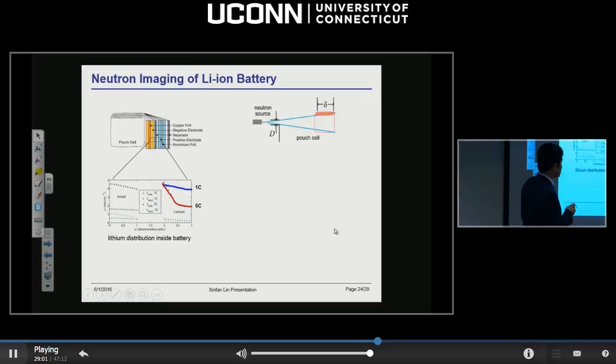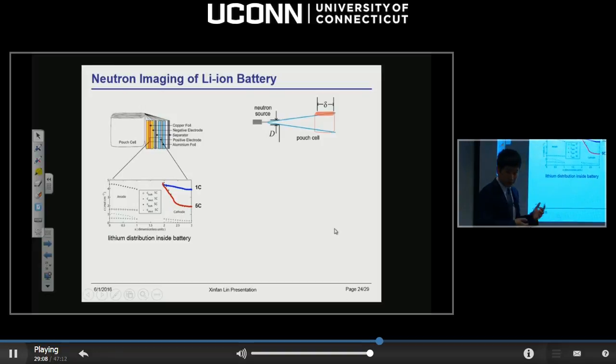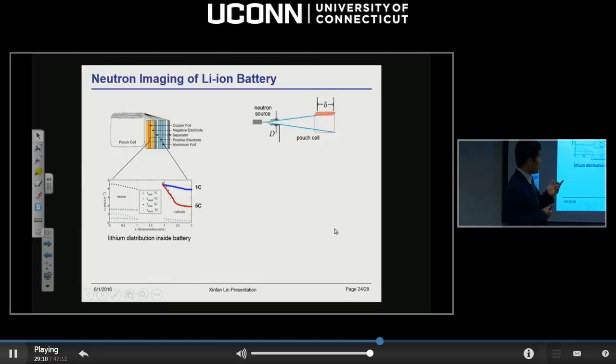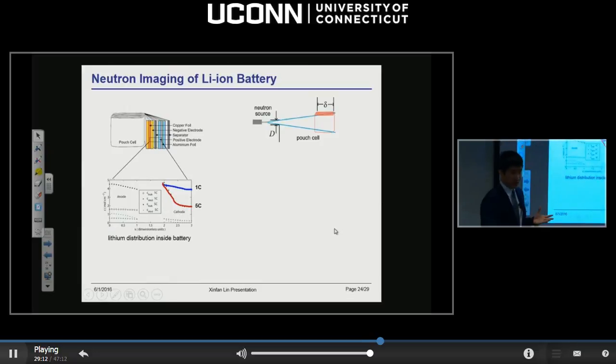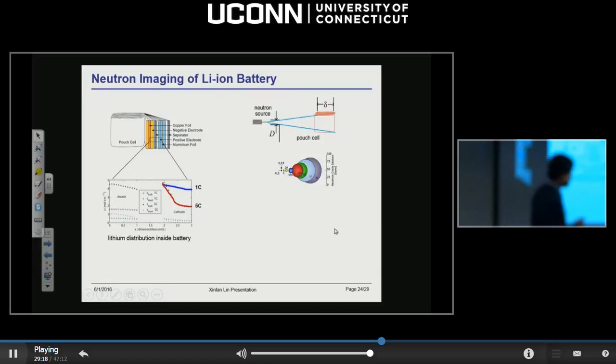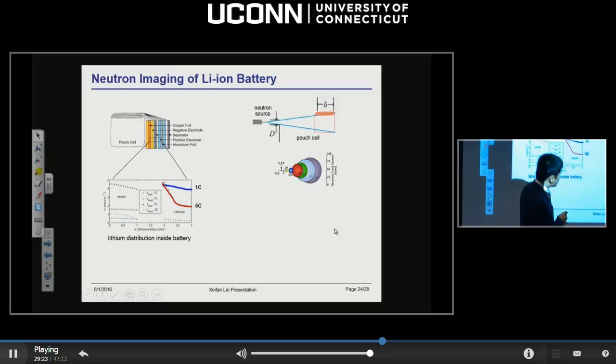If we point a beam of neutrons towards an object, in this case the battery, different elements of the battery materials will have different abilities to attenuate or block the neutrons in the beam. For example, as shown in this schematic, the lithium, this light blue circle here, has a large cross-section and hence a stronger ability of blocking the neutrons than most of the other materials in the battery.